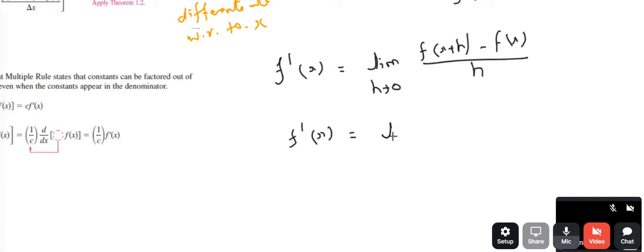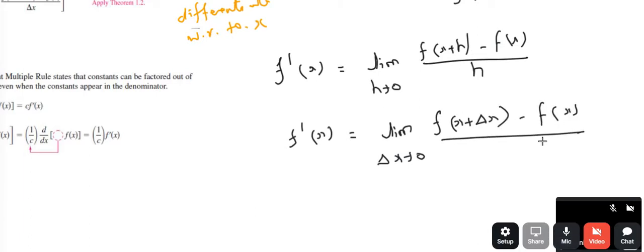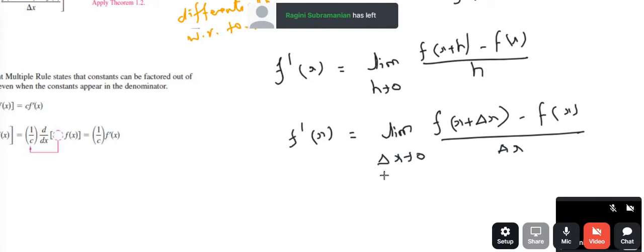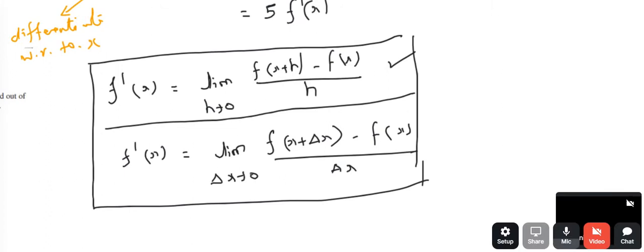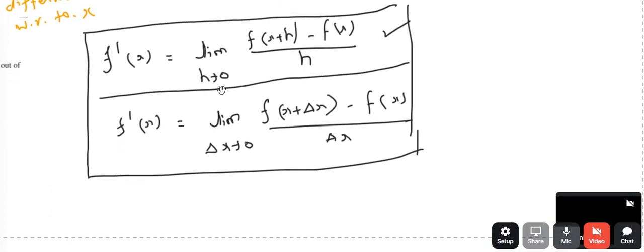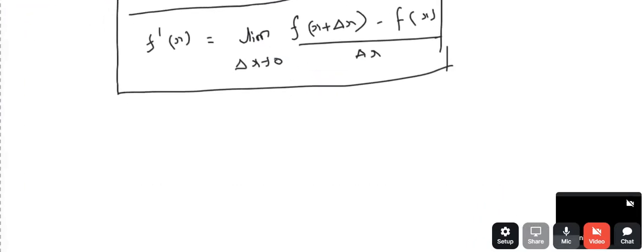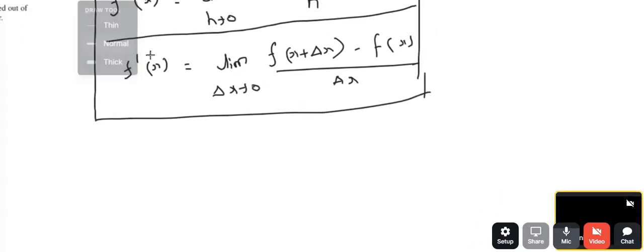f prime of x equal to the limit, instead of h you could utilize delta x also. So delta x approaches 0, just replace the h with delta x: f of x plus delta x minus f of x, all over delta x. So this delta x represents a small change in x. Just for the sake of proving this one, we have two different kinds of definition. This is one, and this is exactly the same, just replacing the h by delta x. So let's utilize this and try to prove the constant multiple rule.